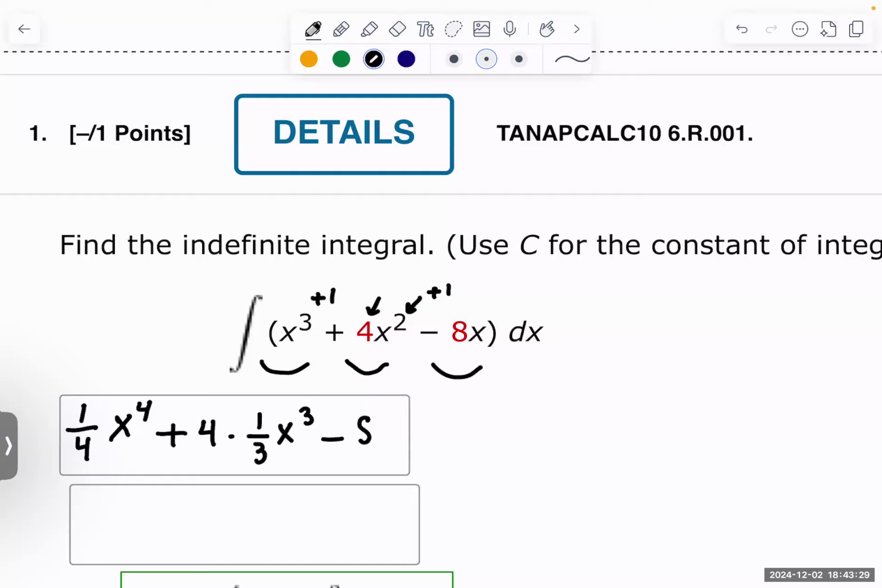Minus, you keep the 8. You add 1 to the power. That's x squared, times 1/2. Don't forget plus c.